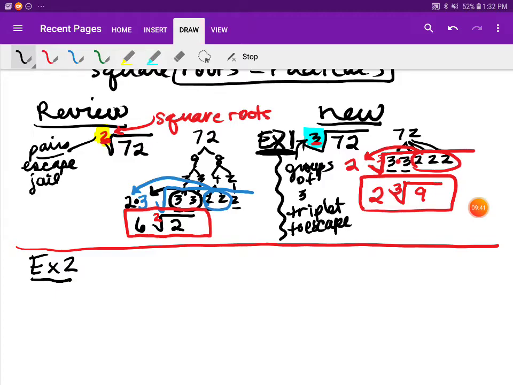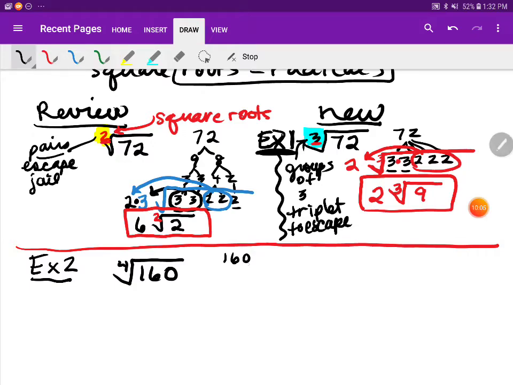Anyway, 4th root of 160. My method, you don't have to memorize what the perfect fourth roots are. What you're going to do is just make a tree. So make a tree. 160. Now, if you don't know how much goes into 160, totally fine.